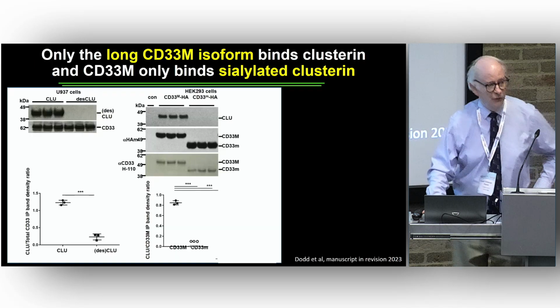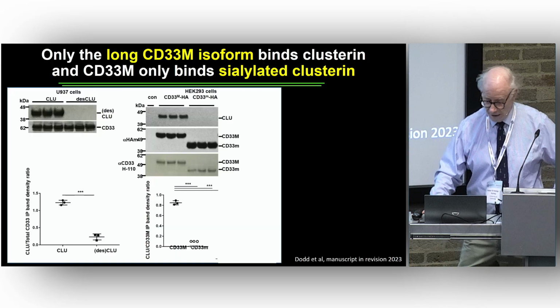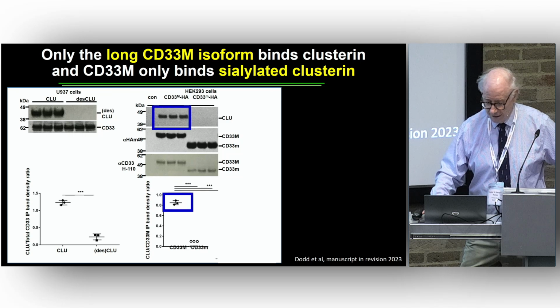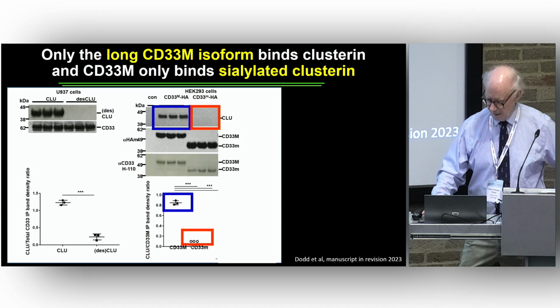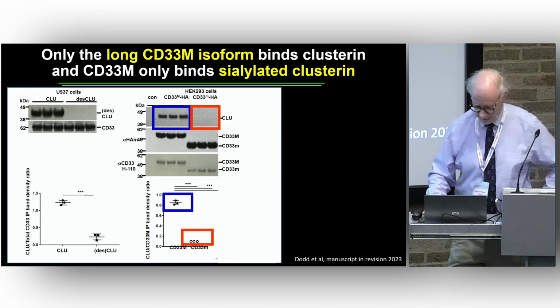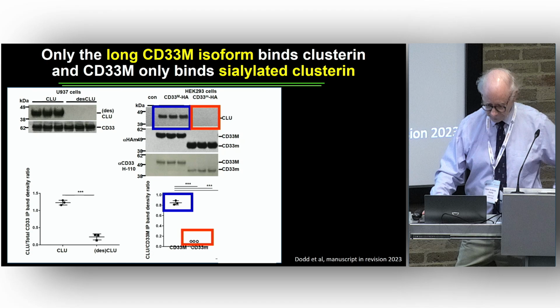In contrast, when we looked at CD33, what we were able to show was that the big isoform was clearly capable of binding clusterin, as you can see in this IP here in the blue box. In contrast, when you expressed in those cells the little isoform, you could see that it did not interact with clusterin, as you would expect, since it doesn't have a sialic acid ligand binding site.